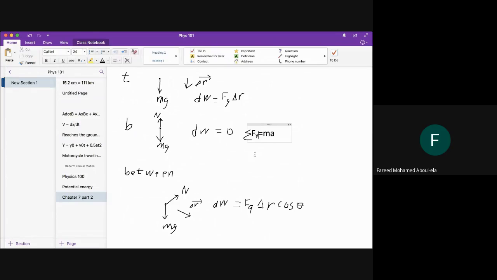Okay, so now in the y direction, we have the normal force pointing up. We have the weight pointing down, and this must be equal to the mass times the acceleration. Now, what's the acceleration here?